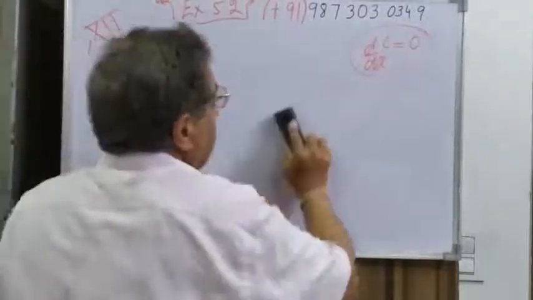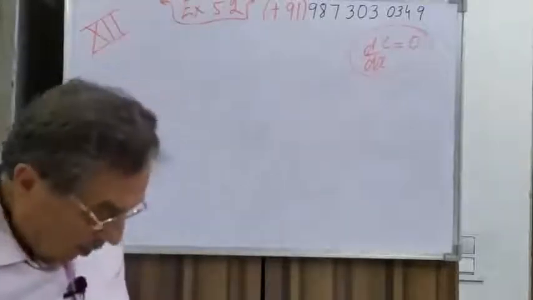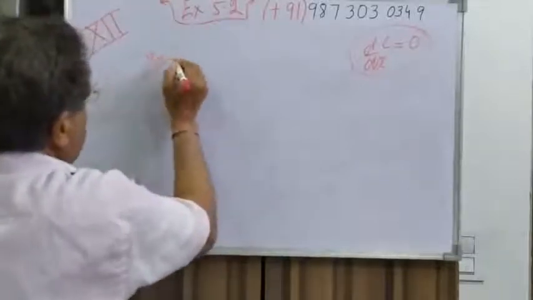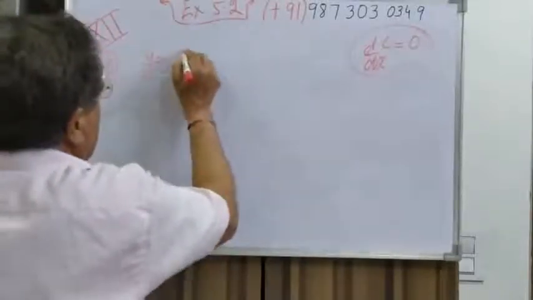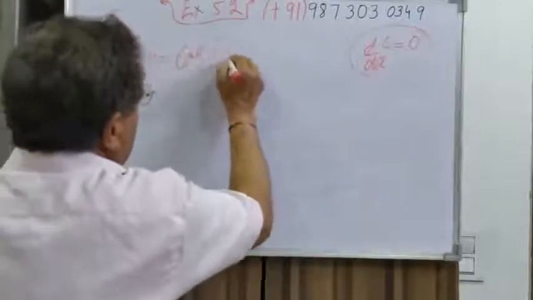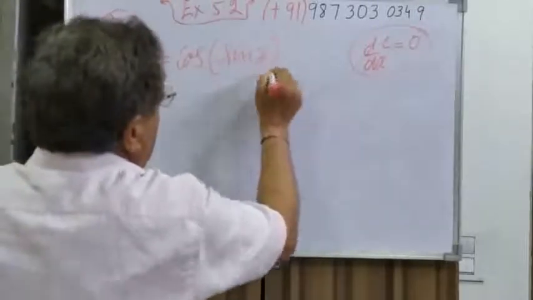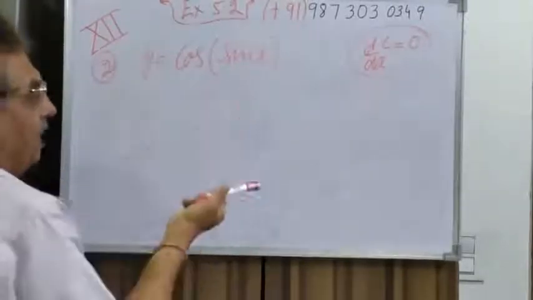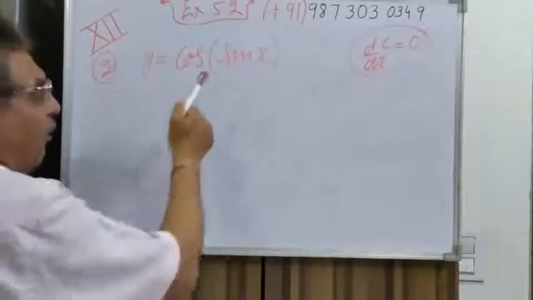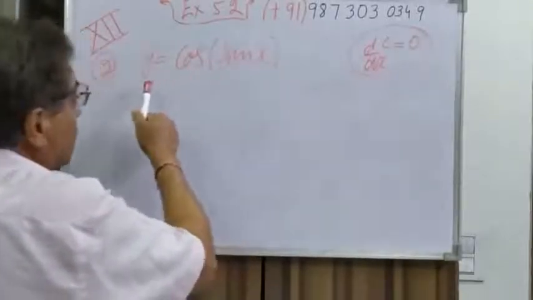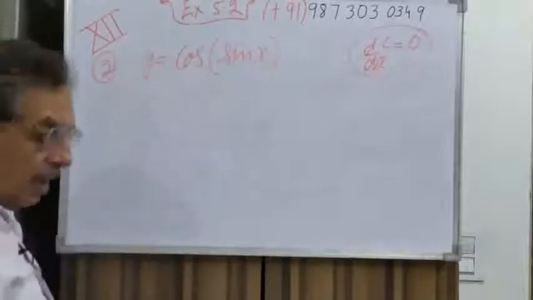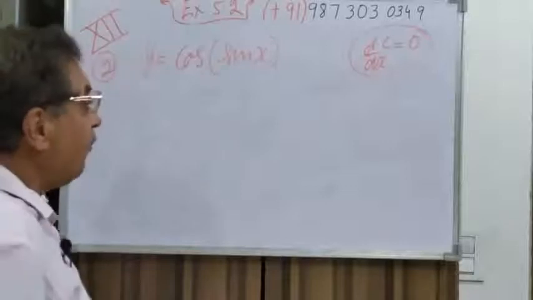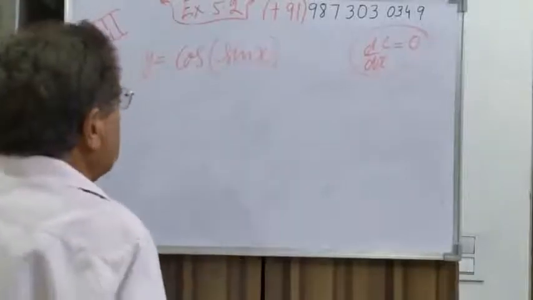What is the next question we have? The derivative of cos, say y is equal to cos, here instead of x we have sin x. It might have been cos x, but instead of x I have sin x. So I will write y is equal to cos of sin x, and again it is a composite function.